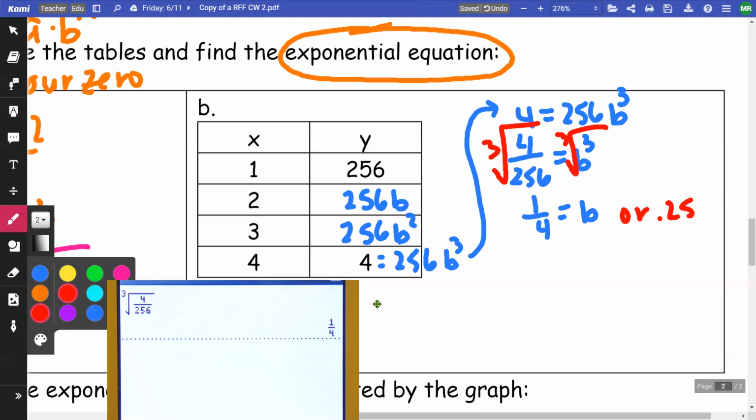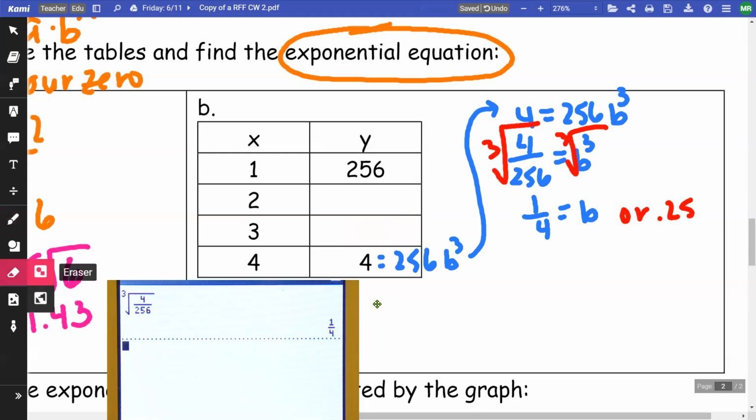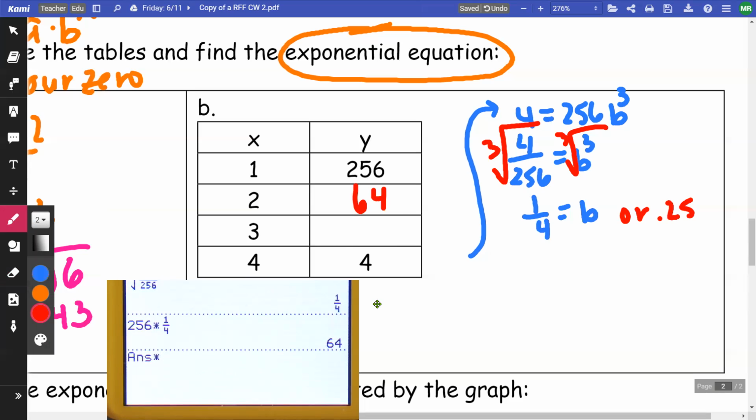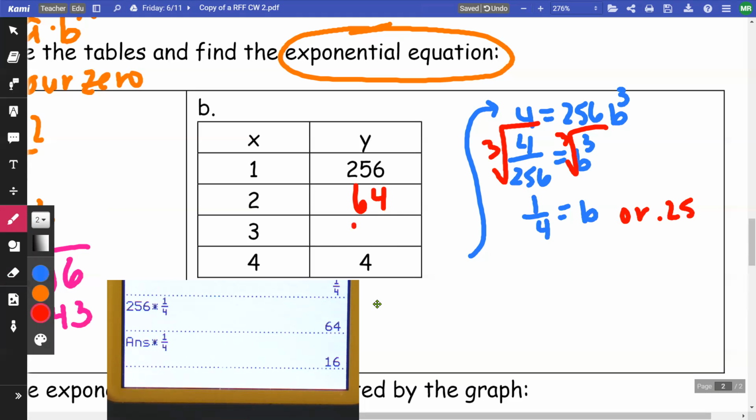Okay. So now when I'm trying to fill in the chart, let me just get rid of these. I am going to take 256 times my 1/4 or 0.25, and I get 64. And I am going to times that by my 1/4. And I get a 16. And then if I times that by 1/4, I get my 4.